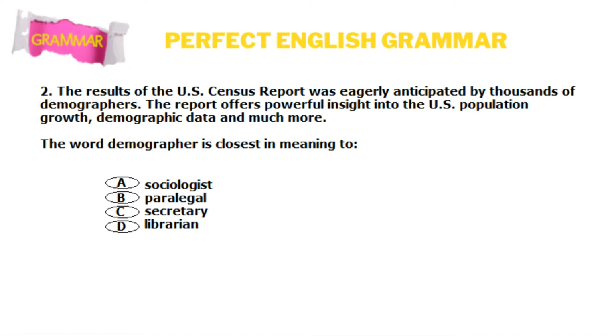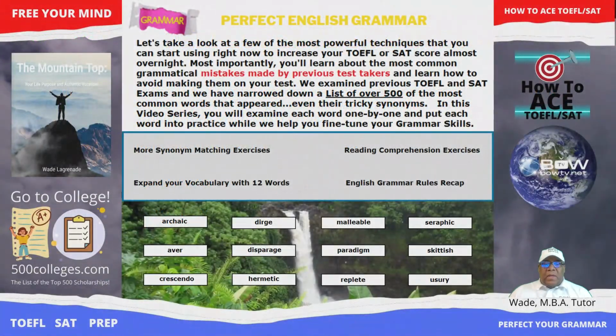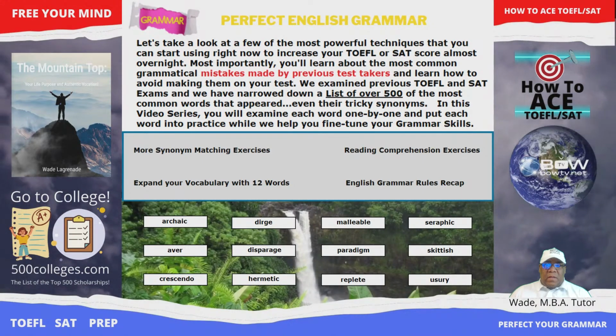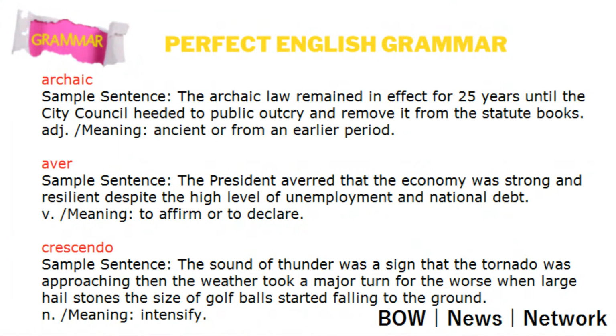So actually, let's take a closer look at our 12 words that we're going into in our next session. And here are the definitions for archaic. Archaic sample sentence: The archaic law remained in effect for 25 years until the city council heeded public outcry and removed it from the statute books. Adjective meaning ancient or from an earlier period.